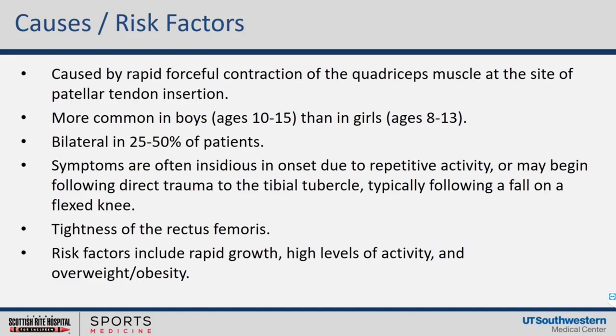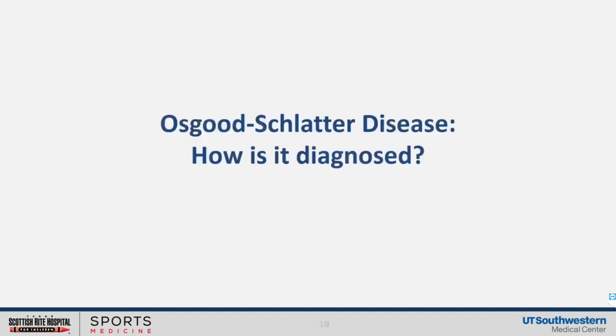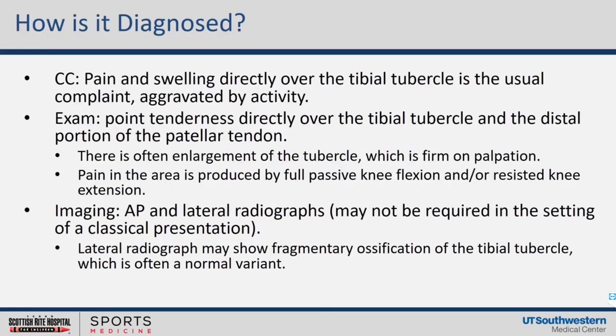Oftentimes we'll notice that they have tightness in their quads or rectus femoris, and parents will often note a recent rapid period of growth. They are highly active youth athletes, and sometimes overweight and obesity may be associated with this. The chief complaint is typically pain and swelling. Often they'll notice a bump, and that bump may be concerning to them. Sometimes families present more because they're worried about the bump itself than the pain, so reassure them about that. It's typically aggravated by activity.